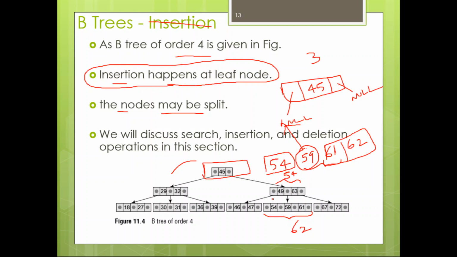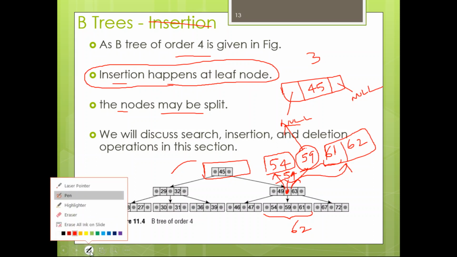Now 49's right pointer will point only to 54. And 54 is coming here in this place. There is no pointer here. And 59 is coming here. 59's right pointer will point to 61 and 62, and 63's right pointer will as usual point to this. So this is how basically we do insertion.